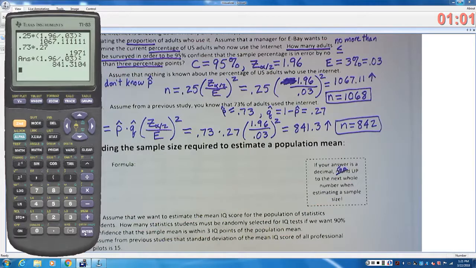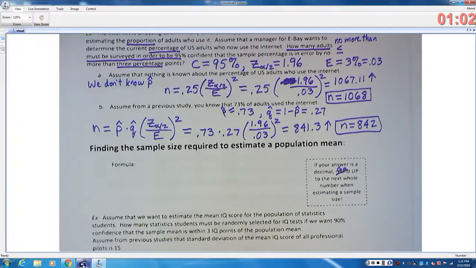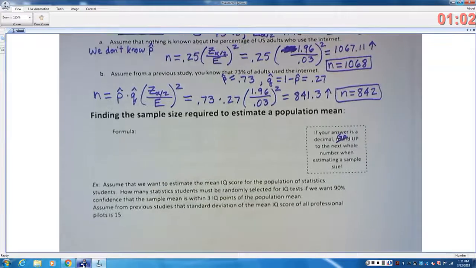And it should be a random sample, or a cluster, or stratified, which is also partly random. Okay, so that's how you find sample size for proportions. Well, how do you find sample size for population means?